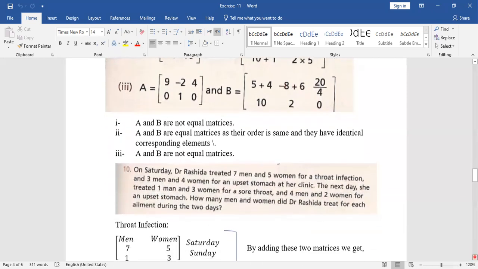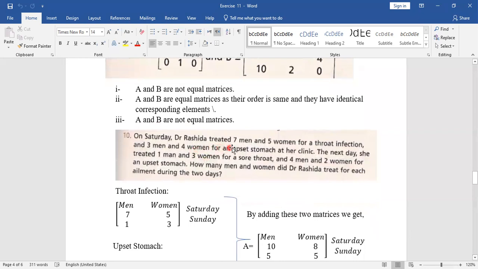Come to question 10. On Saturdays, Dr. Rashida treated 7 men and 5 women for a throat infection. And now underline these 7 men and 5 women. Infection is throat infection. And 3 men and 4 women for an upset stomach. These are the ailments at her clinic. The next day, she treated 1 man and 3 women for a sore throat, and 4 men and 2 women for an upset stomach. How many men and women did Dr. Rashida treat for each ailment during the 2 days?